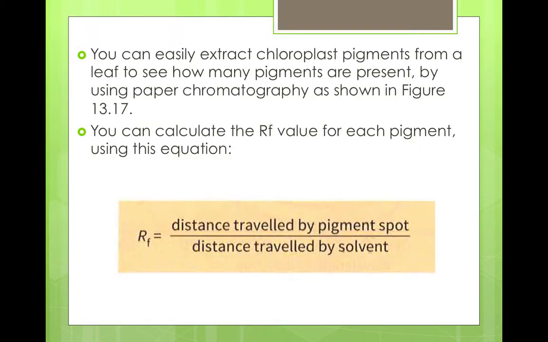You can easily extract chloroplast pigments from a leaf to see how many pigments are present by using paper chromatography, and we did this in lab the other day. These values will vary depending on the solvent used, but in general, carotenoids have an Rf value that is close to 1, and chlorophyll B has a much lower Rf value, and chlorophyll A has an Rf between the carotenoids and chlorophyll B.